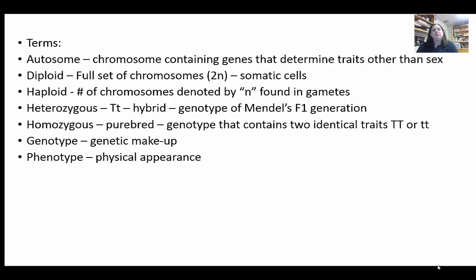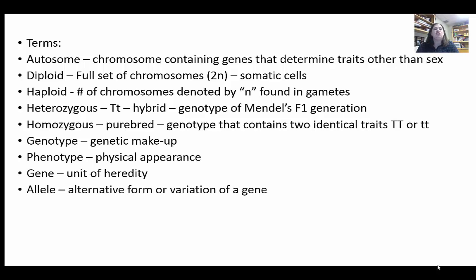We also see genotype. Remember, genotype is the genetic makeup of an individual, whereas phenotype is their physical appearance, which you're actually seeing. A gene is the unit of heredity, whereas the allele is an alternative form or variation of the gene. Remember that we represent genes by like big A, little a. Alternative variations, or the alleles, would be the capital A, which is the dominant allele, and the little a, which is the recessive allele.